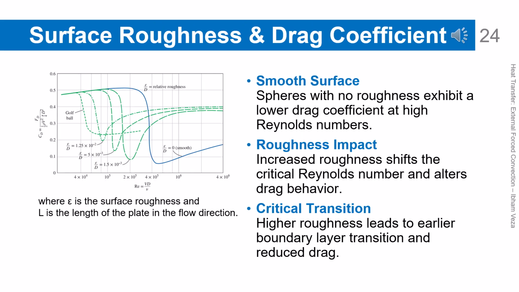Surface roughness and drag coefficient. This slide summarizes the effect of surface roughness on drag behavior, including the example of a golf ball. Properly designed roughness can reduce drag by delaying flow separation. This works by accelerating the transition to turbulent flow near the surface. However, if the roughness is too large, drag can actually increase. Therefore, surface roughness must be carefully controlled in engineering design.